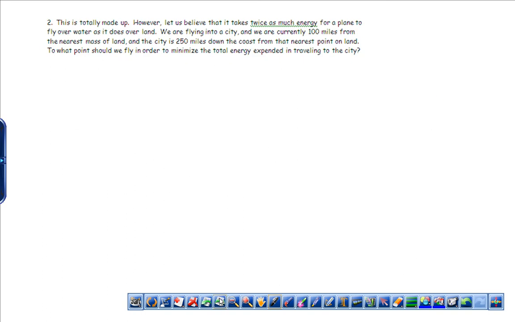Okay, looking at the next one. This is totally made up, however. Let us believe that it takes twice as much energy for a plane to fly over water as it does over land. We are flying into a city, and we are currently 100 miles from the nearest mass of land, and the city is 250 miles down the coast from the nearest point on land. To what point should we fly in order to minimize the total energy expended in traveling to the city?